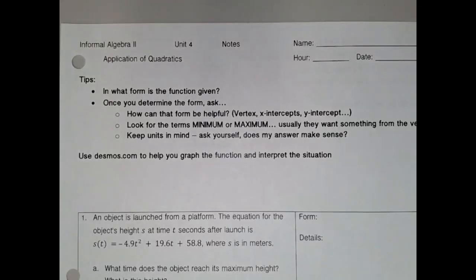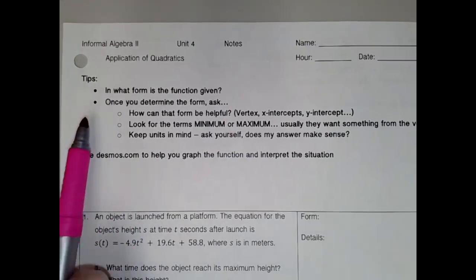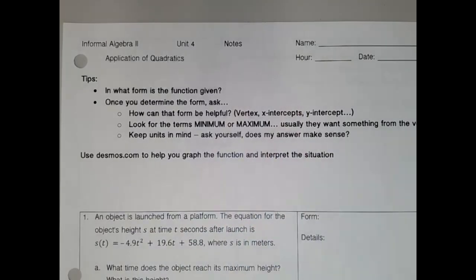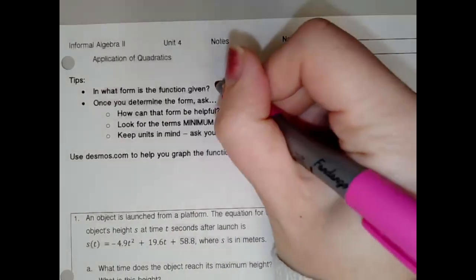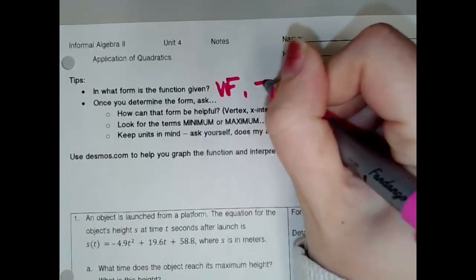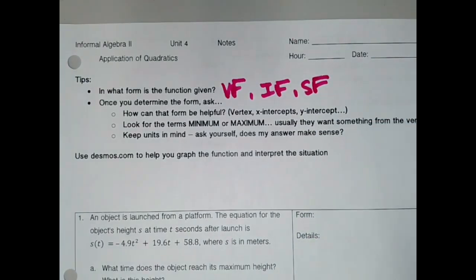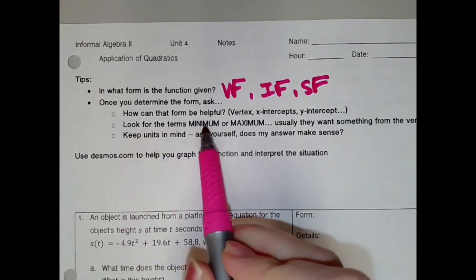Application problems of quadratics. First, I want to start off with some tips. The first thing you should always do is take a look and ask yourself, what form is the function given in? Is it vertex form? Is it intercept form? Or is it standard form? Once you determine what form it is, then you can ask yourself, how can that form be helpful?